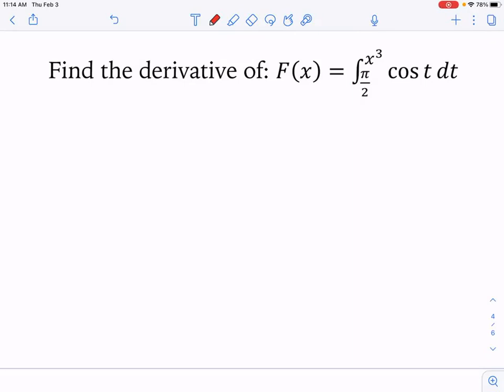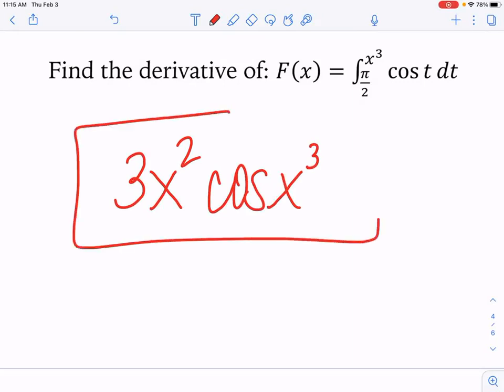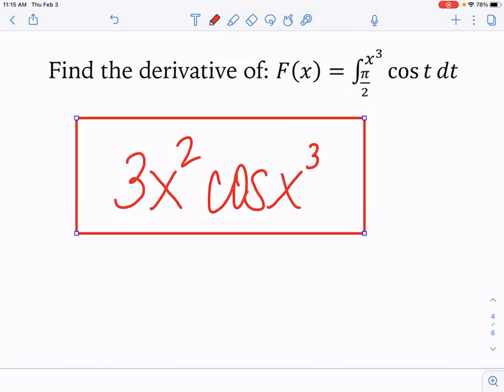Okay, compare with your neighbor the answer to this problem. All right, Nathan. What is your answer? My answer is 3x squared cosine x. Isaac agrees. I disagree. Is there somebody who disagrees and has a clarification or question?